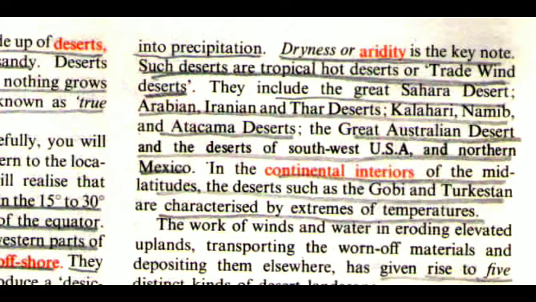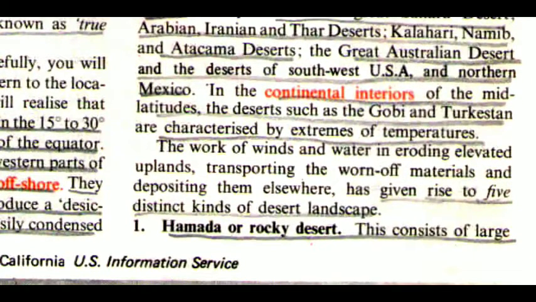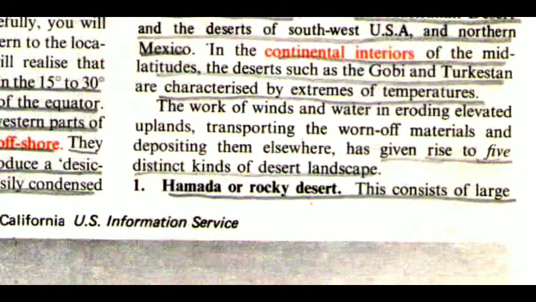They include the Great Sahara Desert, Arabian, Iranian, and Thar deserts, Kalahari, Namib, and Atacama deserts, the Great Australian Desert, and the deserts of southwest USA and northern Mexico. In the continental interiors of the mid latitudes, the deserts such as the Gobi and Turkestan are characterized by extremes of temperatures. The work of winds and water in eroding elevated uplands, transporting the worn off materials and depositing them elsewhere has given rise to five distinct kinds of desert landscape.